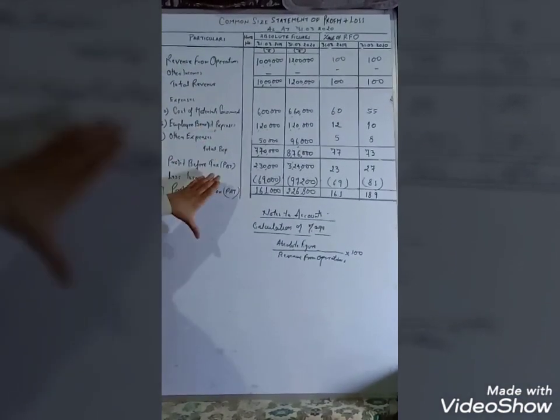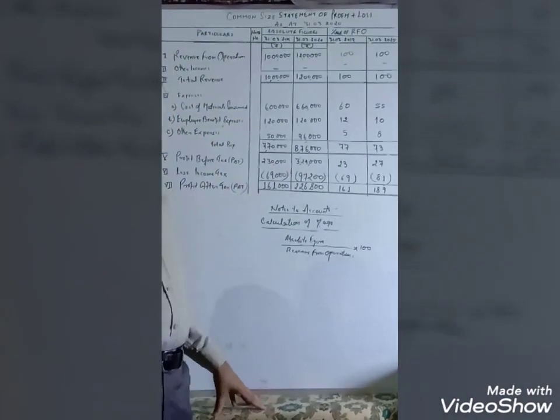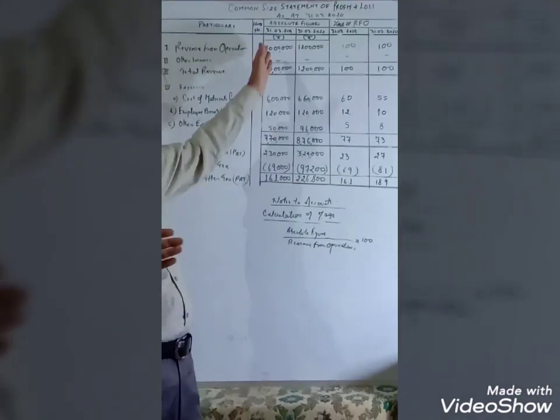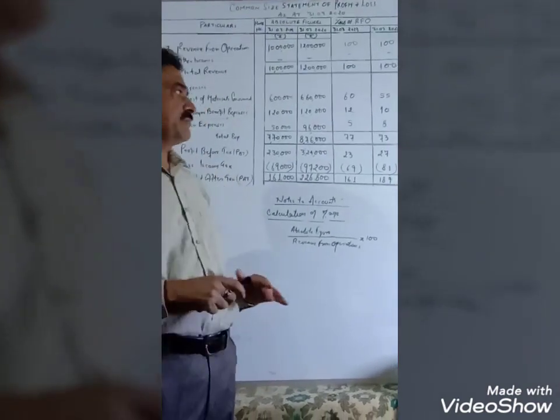This is our common size statement of profit and loss on the basis of the absolute figures. We need not find out any difference between the two figures or the change in absolute figures because we are preparing the common size statement.